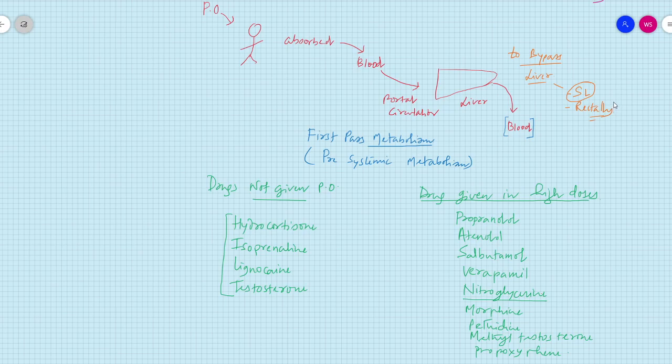So part of the drug would be available systemically. But with sublingual, we can have more of the drug reaching the systemic circulation. So what's the other option? We can give it into the blood vessels directly. Those are the strategies to bypass the liver. So it's important to remember what first pass metabolism is, what the strategies to bypass the liver are, and what the examples of the drugs given sublingually and rectally are.